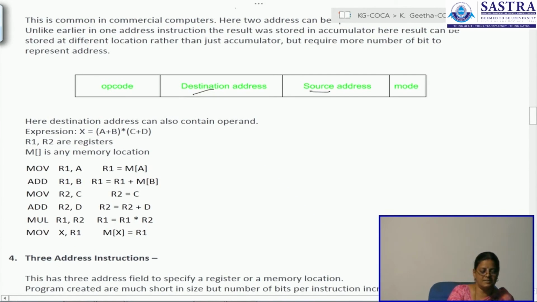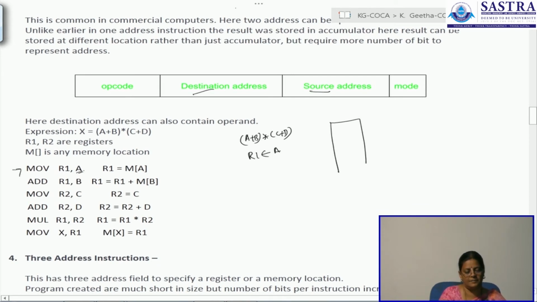So the first step: a plus b has to be multiplied with c plus d, and we all know the memory is going to have some data for us. Here, one destination address and one source address: only one piece of information will be referred to in memory, and the other one will be the destination address. So what I am trying to do is load register 1 with a. So move r1 comma a. Here a refers to the address in memory, the address in which I have the first data, the data a. So that will be moved into register 1.